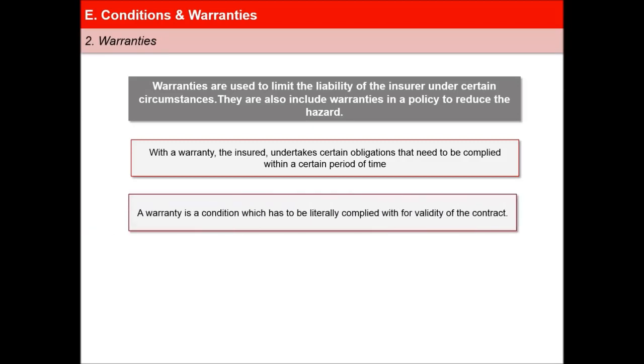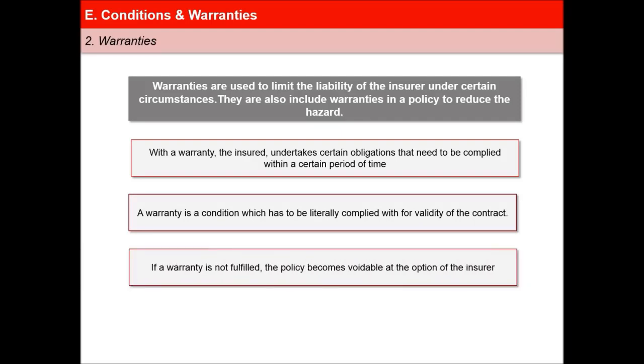A warranty is a condition expressly stated in the policy which has to be literally complied with for validity of the contract. Warranty is part of the policy document. If a warranty is not fulfilled, the policy becomes voidable at the option of the insurers, even when it is clearly established that the breach has not caused or contributed to a particular loss.